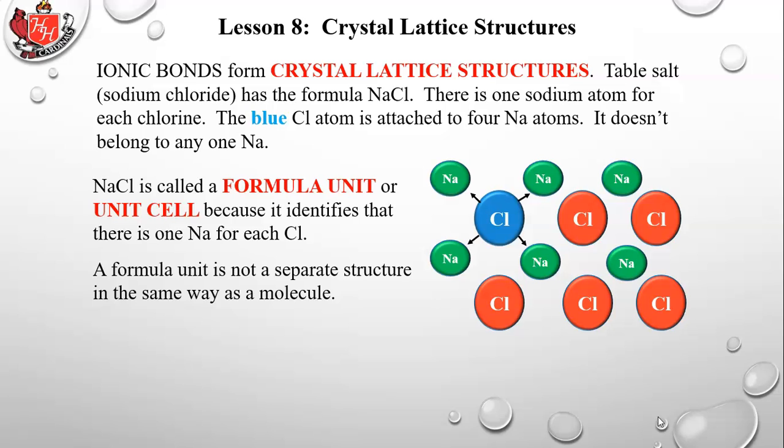So NaCl is called a formula unit or unit cell because it identifies that there is one sodium for each chlorine. It's a one-to-one relationship. But you can't just go in and pull an NaCl out from a sodium chloride lattice structure. A formula unit is not a separate structure in the same way as a molecule.